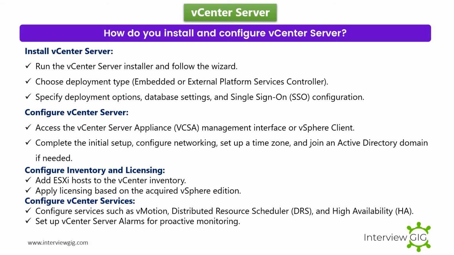Configure vCenter Server. Access the vCenter Server Appliance, VCSA, Management Interface or vSphere Client. Complete the initial setup, configure networking, set up a time zone, and join an Active Directory domain if needed. Configure inventory and licensing. Add ESXi hosts to the vCenter inventory. Apply licensing based on the acquired vSphere edition.